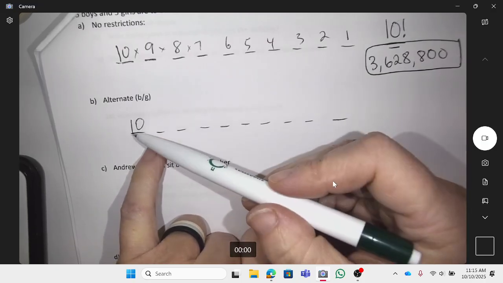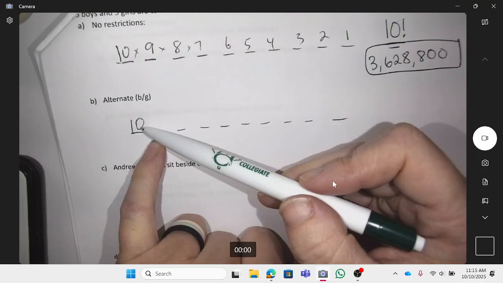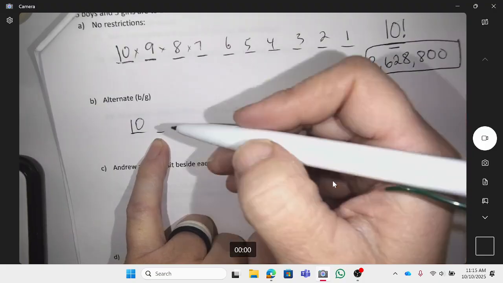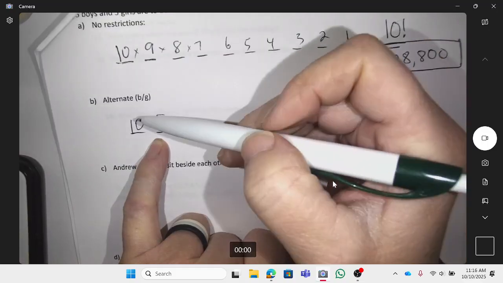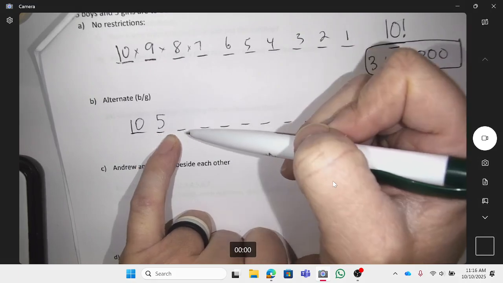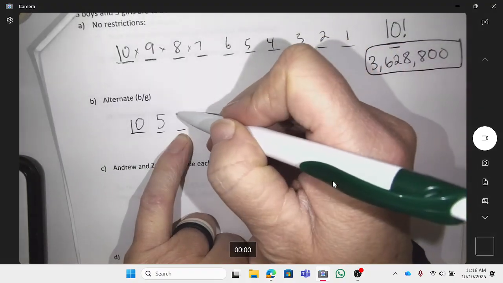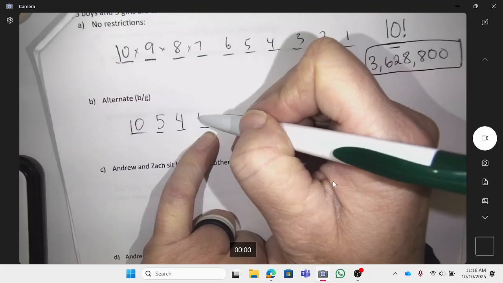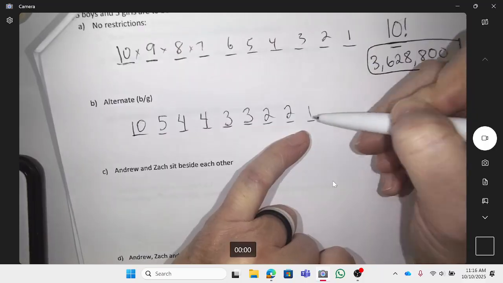Now, pretend we've put a boy there. How many options do I have in here? Now I only have 5 options. Why? Because if I did put a boy, now I have to put a girl. So now I'm back to being a boy option. So now how many boys do I have left? 4 boys. Now a girl. Back to a boy, girl, boy, girl, boy, girl.